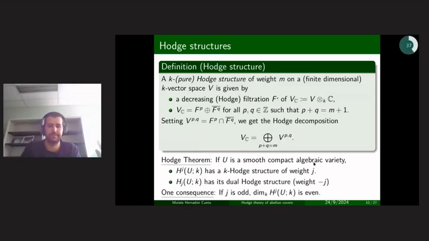And this shows instantly that the odd degree cohomologies of varieties which are smooth compact are even dimensional. So if you construct a complex manifold with odd dimensional H1, it cannot be a smooth compact variety. And this is a great source of examples. I mean, it's just the easiest consequence you can get.